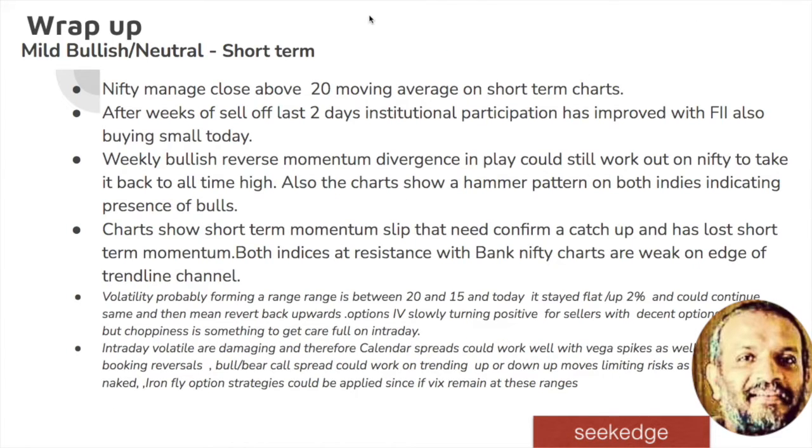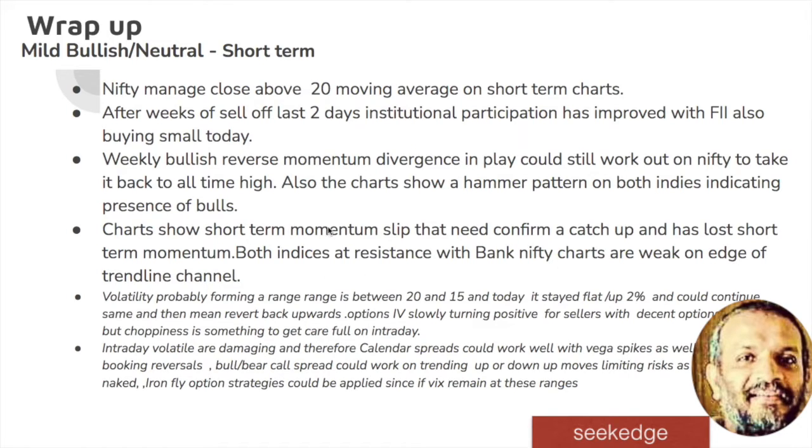Now to wrap up, it's a mild bullish or neutral market view on the short term for tomorrow. So Nifty, the reasons are listed here. Why I am slightly bullish is that the 20 moving average was conquered again, which is good, although we have a red bearish candle, but it's a positive thing. And after multiple weeks of big sell-offs, the entire October was selling, institutional participation has improved, especially the FIIs have started buying the last 2 days, which is positive. Also the weekly bullish reverse divergence is still in play, which can get it back to the place. So the presence of the bulls is seen.